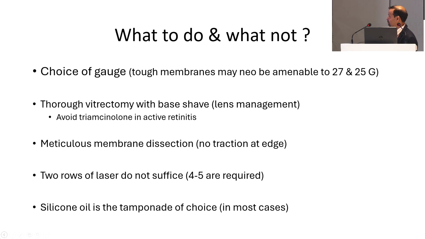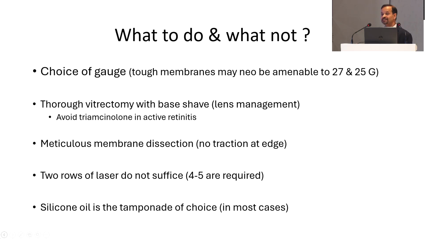We prefer 25 gauge because there are many tough membranes which may not be amenable to 27 gauge. As Dr. Rohan mentioned, a thorough vitrectomy is required, but if there is a lot of healed peripheral retina, you may not need to do anything to the lens. But if there is involvement of the peripheral retina, you need to do a base shave, then you will need to sacrifice the lens. If there is active retinitis, please avoid triamcinolone, as residual triamcinolone may affect the disease course.